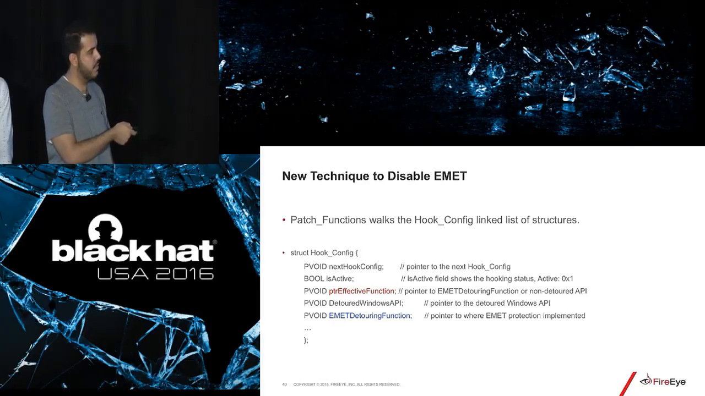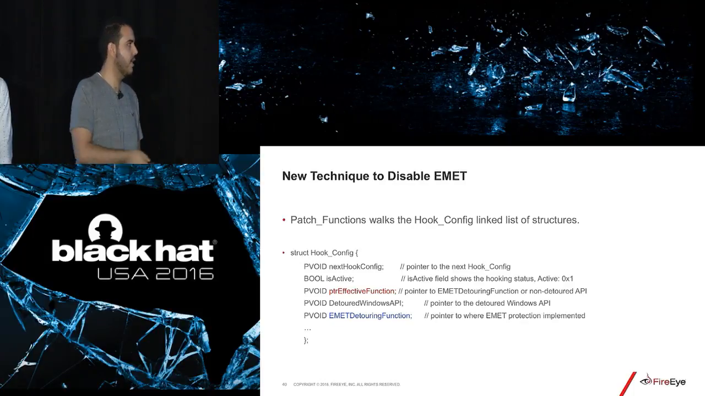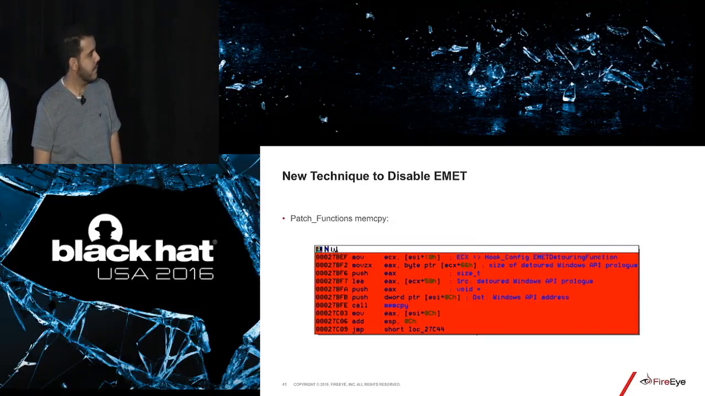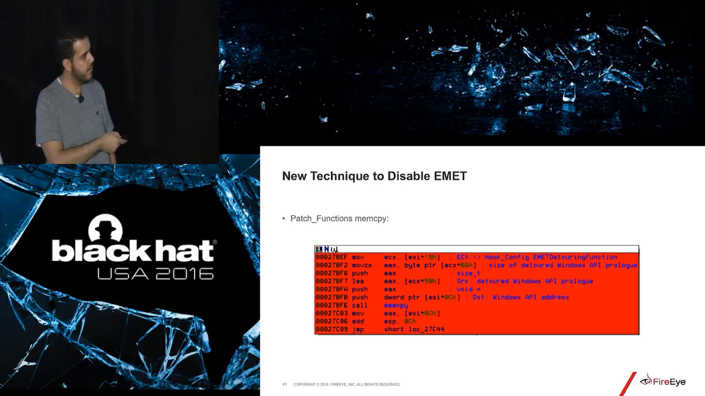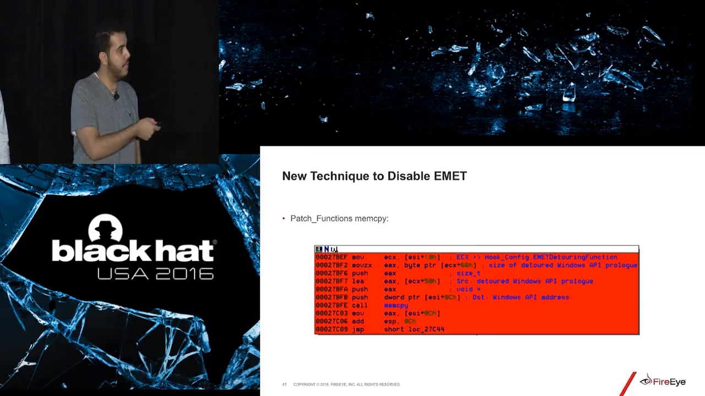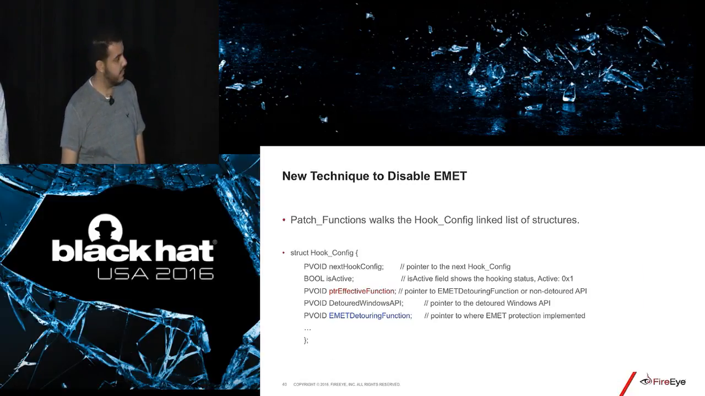And there is the EMET detouring function, which is basically a pointer to the EMET protection. I have colored this in blue because it is being used in here. The unloading code has a call to memcpy, which will take what I have colored here as blue.